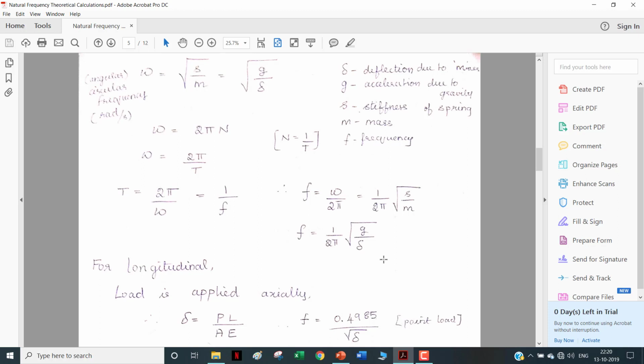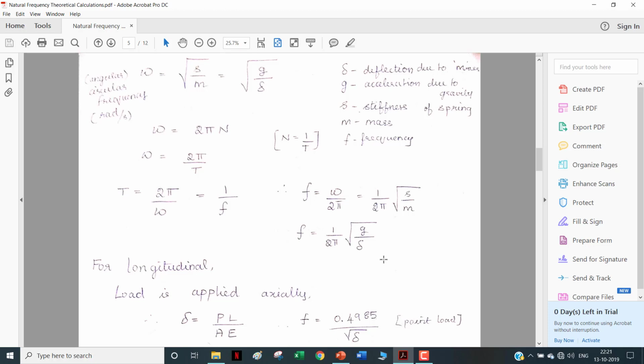Let me give you an example. When you drop a coin from a height of 1 meter, it vibrates actually. You can hear the sound of the coin vibrating on the floor. Once it touches the floor, you get a sound. That frequency is the natural frequency of the coin.